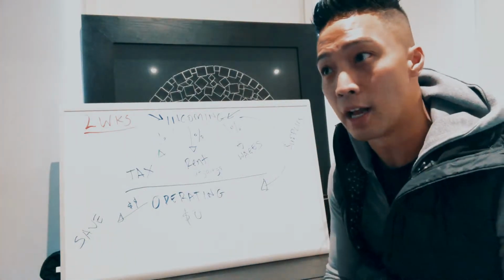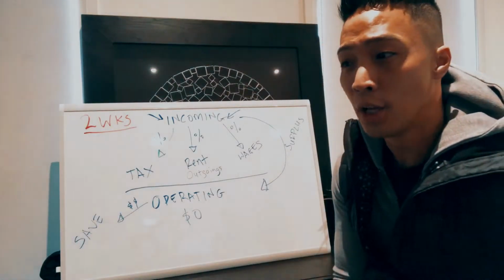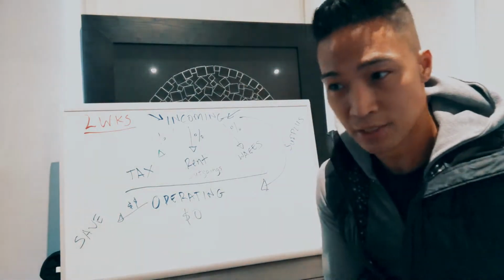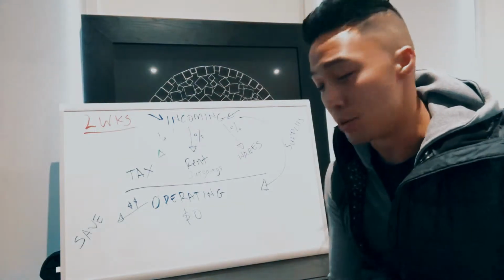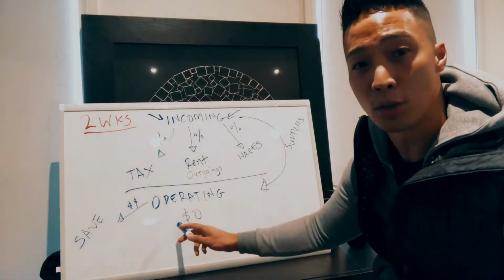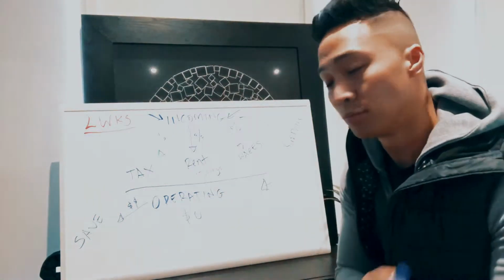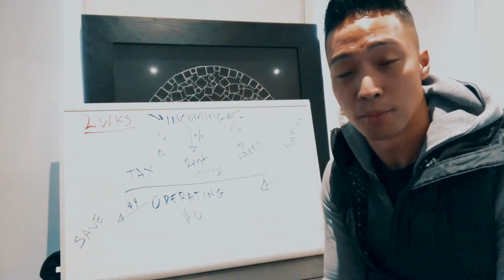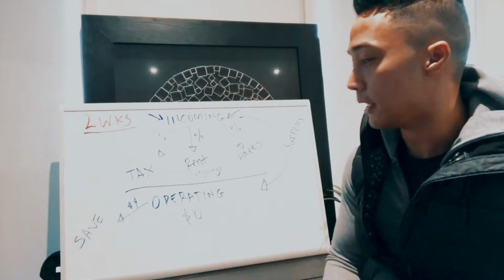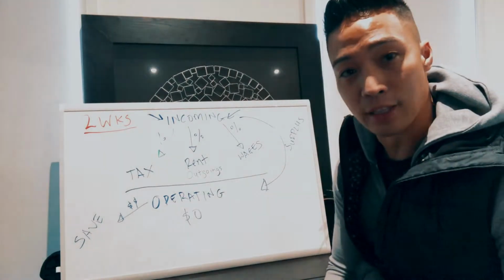So for instance, we go, oh, we need a new computer for the reception desk. We won't buy that computer unless the operating expenses surplus can cover it. If it can't, we have to wait. That's pretty much the bottom line. We have to wait.